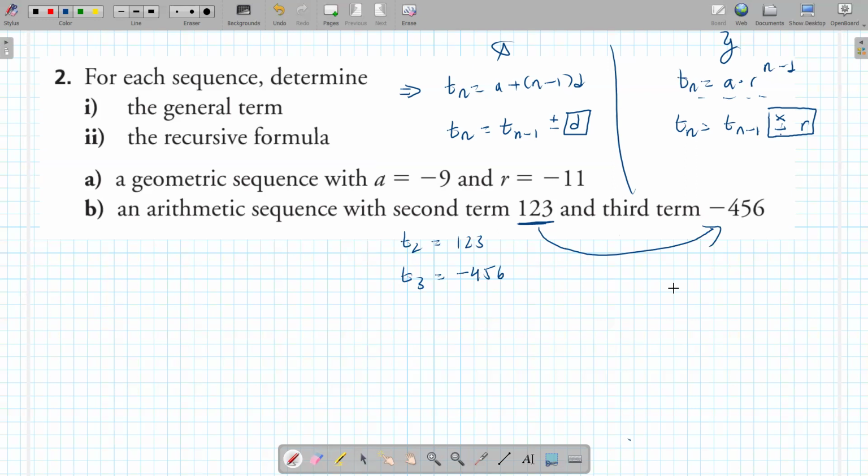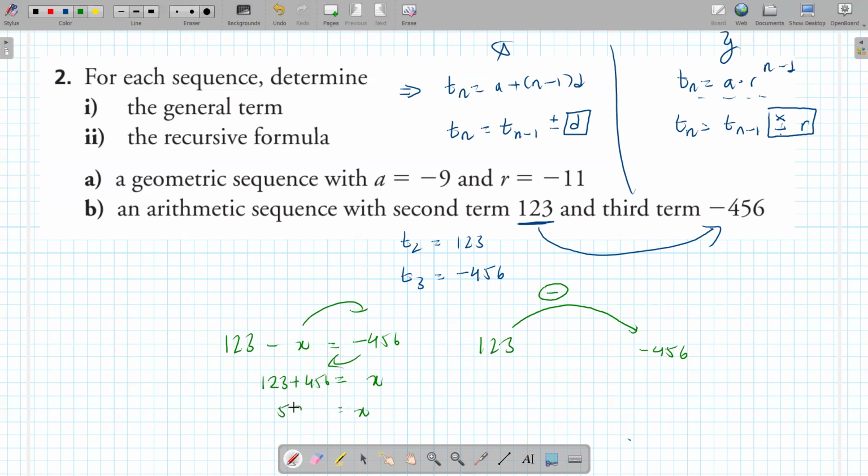Negative 333. So we have 123. We subtracted some number from this and we got negative 456. In other words, 123 minus x is equal to negative 456. So x, the term that you subtracted, will actually be 123 plus 456. It's going to be 579. So you actually subtracted 579 to get that.